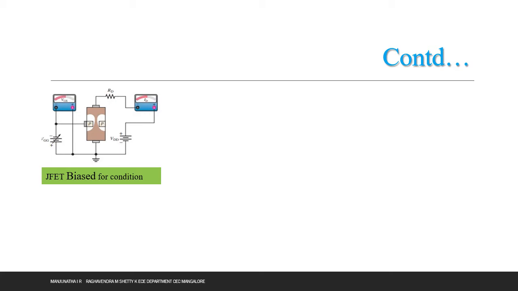Now, when we observe this figure, a depletion region width exists. That is due to the reverse biased condition because of VGG. And we have learned how VGG makes the device reverse biased to control the current across the device.